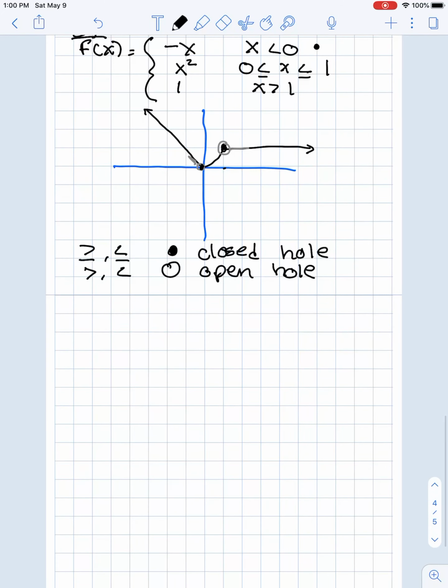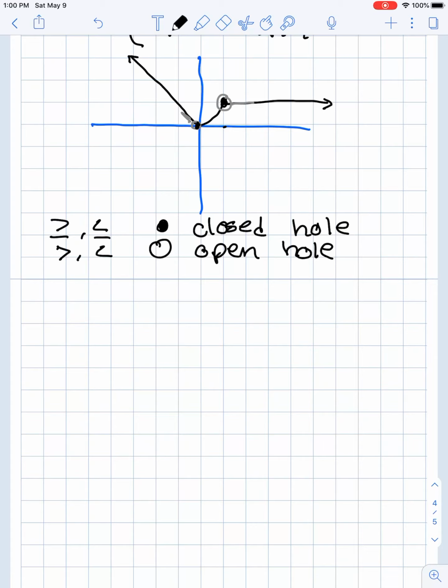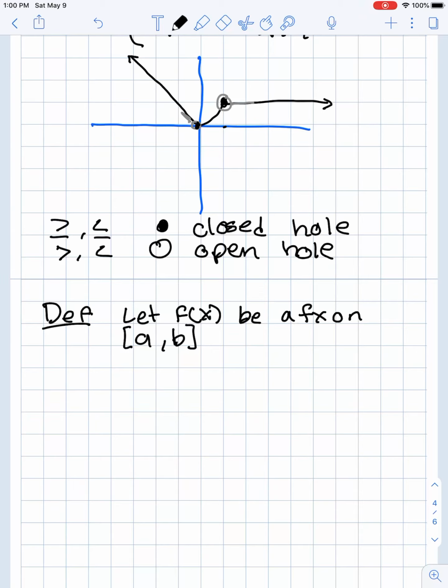So let's talk about some other fun properties about functions. Ooh, zoom in. So we're going to do some more definitions. So we're going to say let f of x be a function on the interval a and b. This is what we call a closed interval because of those hard brackets. It doesn't have to be, but just some interval with x1 and x2 in it.